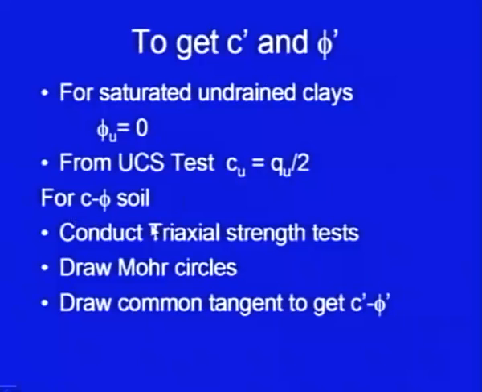If it is a c phi soil, then we have to conduct the triaxial strength test as I discussed. Then you can draw the Mohr circles, and then you can draw a common tangent to all the Mohr circles, and c dash you can get as the intercept on the y axis and phi dash as the gradient of the failure envelope.